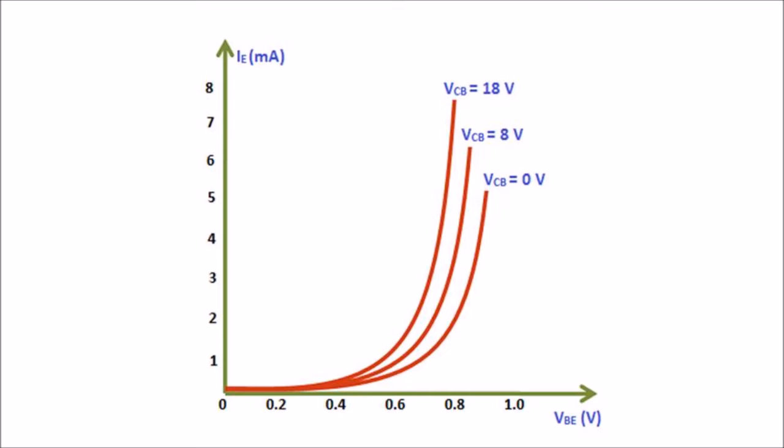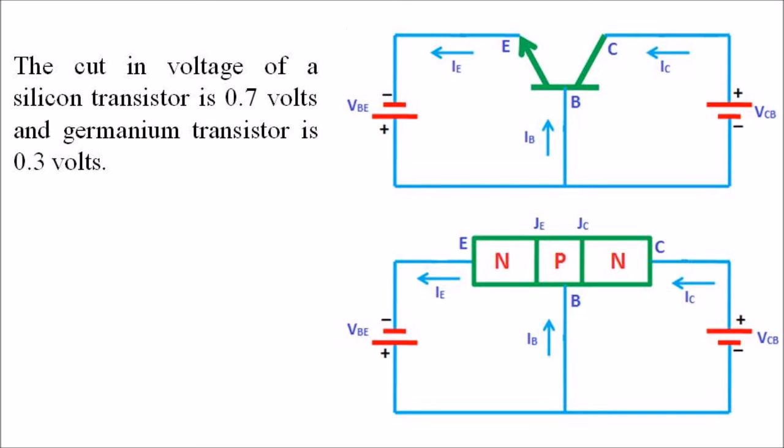When the output voltage VCB is at 0 volt, the emitter base junction, that is JE, is forward biased by input voltage VBE, and the emitter base junction acts as a normal PN junction diode. So the input characteristics are the same as the forward characteristic of a normal PN junction diode. The cut-in voltage of a silicon transistor is 0.7 volt and of a germanium transistor is 0.3 volt. In our case, it is a silicon transistor.